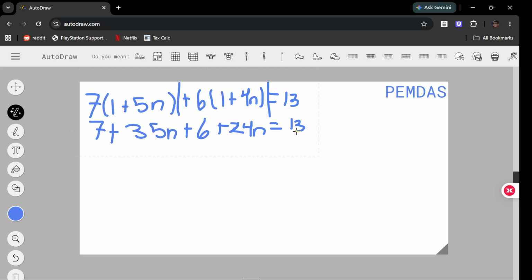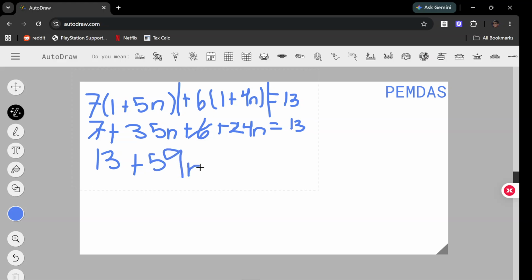Okay, let's combine like terms now. 7 plus 6, that gives us 13. Then now we're done with these ones. Now we do 35n plus 24n. That gives us 59n. Equals 13.